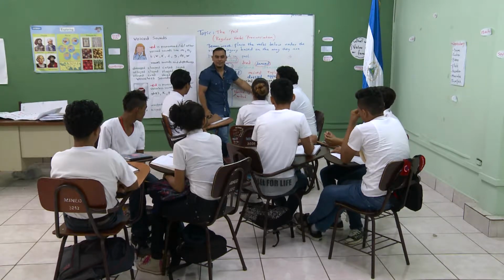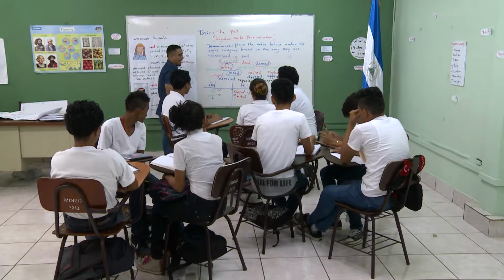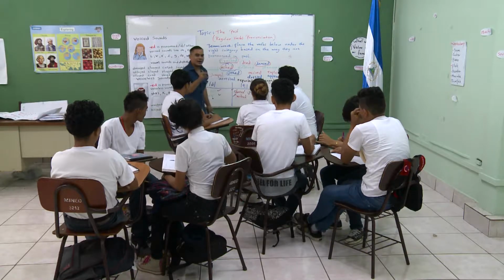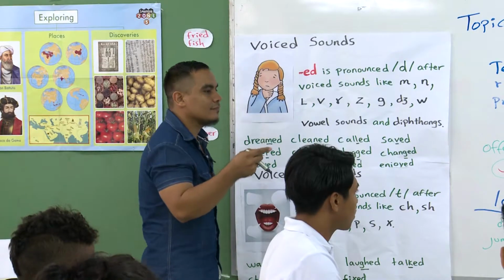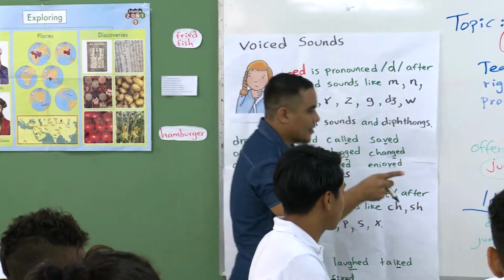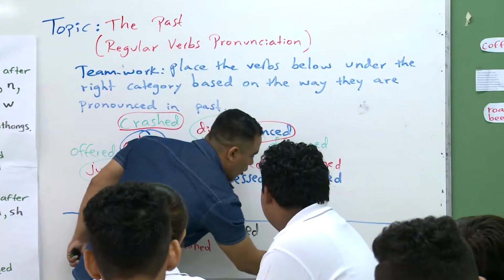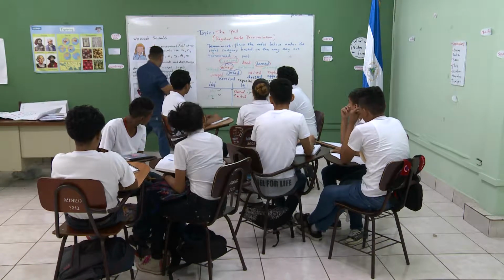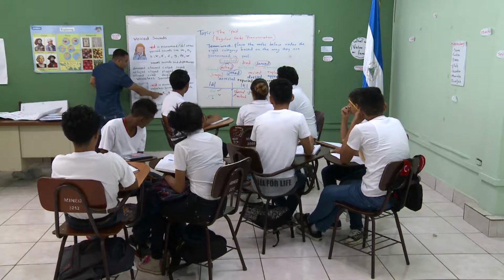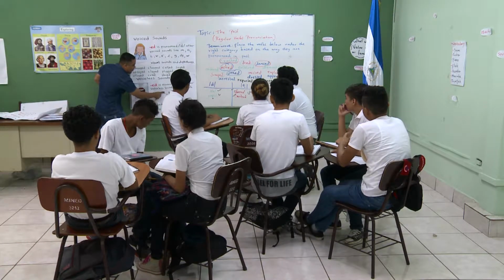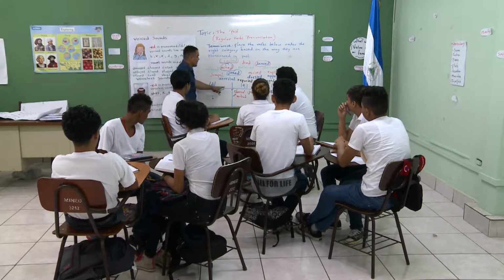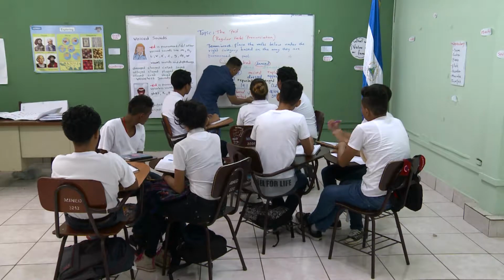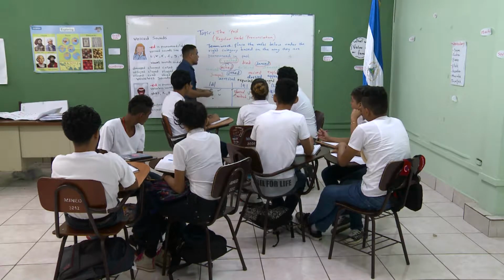Joked. No. Why not? The pronunciation is T. Okay, the final sound is K. Joke. Look at the chart. When you have the K sound, we pronounce it like T. So we say joked.